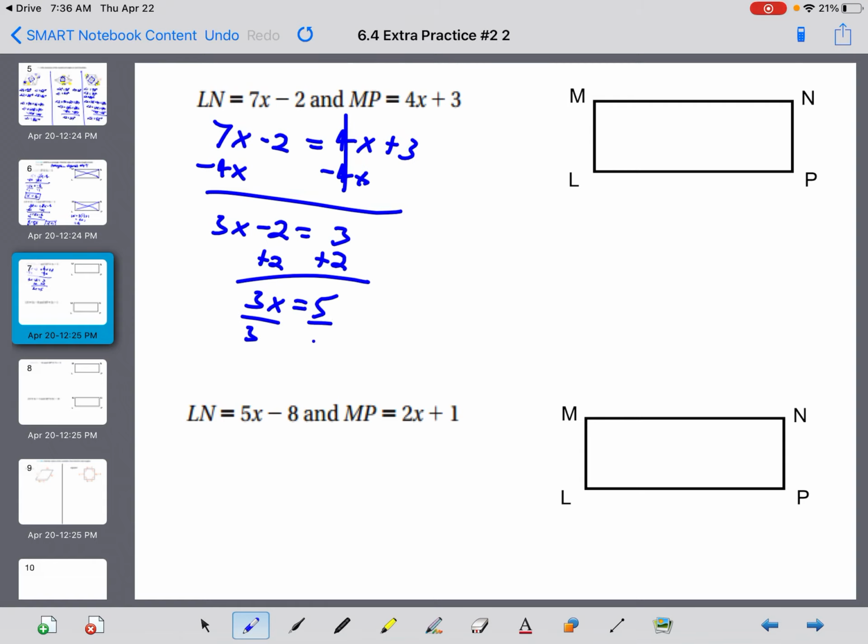Okay, divide both sides by 3. Don't be afraid of fractions. x equals 5/3.